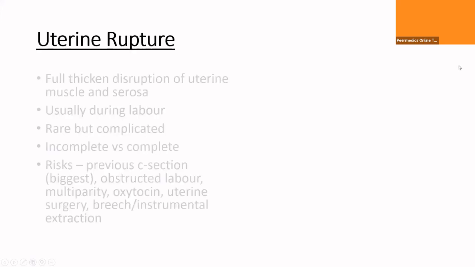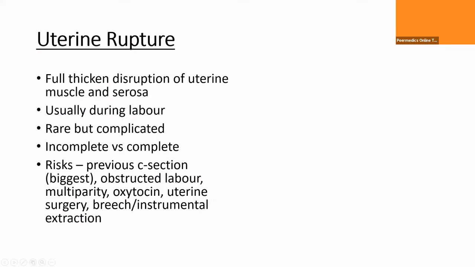Uterine rupture. So this is where you have a full thickness disruption of the uterine muscle and underlying serosa, and it typically occurs during labour. So it's rare, but it's associated with significant fetal mortality and morbidity. And we have two types. So we've got incomplete, where the peritoneum overlying the uterus is intact, so the uterine contents will remain within the uterus, or complete. So this is where the peritoneum is also torn and uterine contents can escape into the peritoneal cavity and cause all kinds of problems and irritation and things like that.